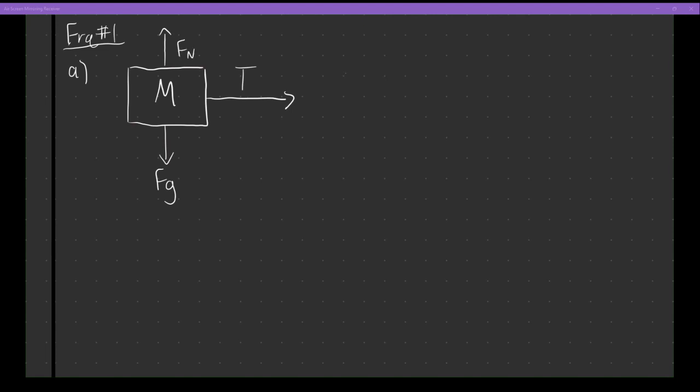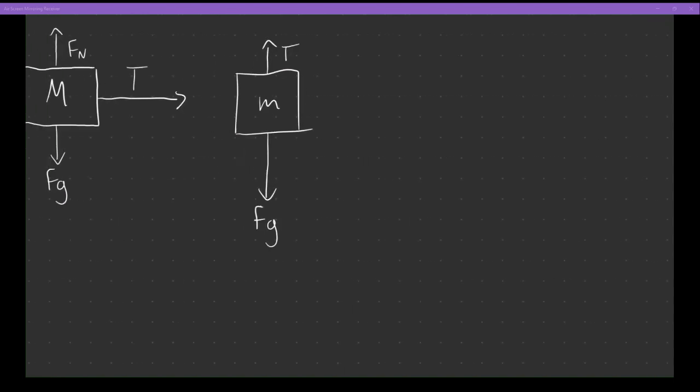And then for the other object, the small one hanging, small m, it is being pulled down by F of G, but there's also a tension that's pulling it back up from the string. And since it's moving downwards, F of G has to be greater than the tension.